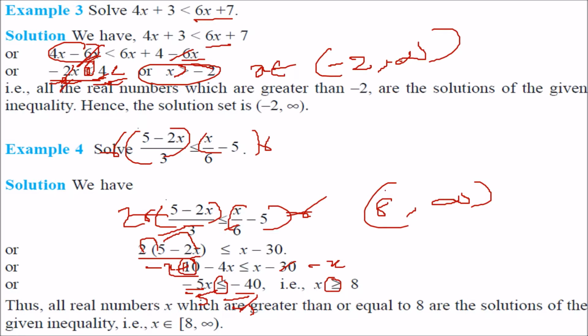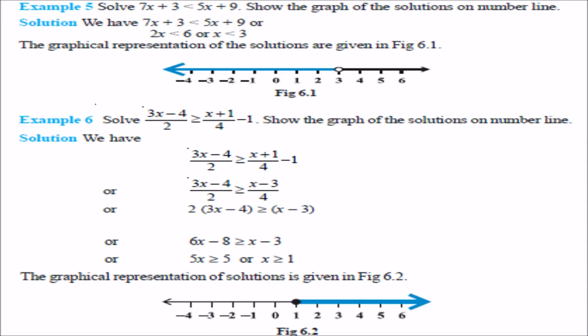But this round bracket is going to be a square bracket. Why? This is because this is not a strict inequality. Greater than or equal to means you have to use the square bracket, not the round bracket. So the answer would be something like this.